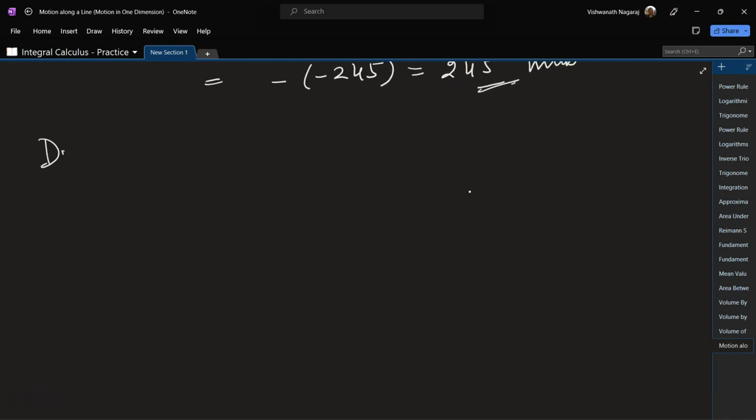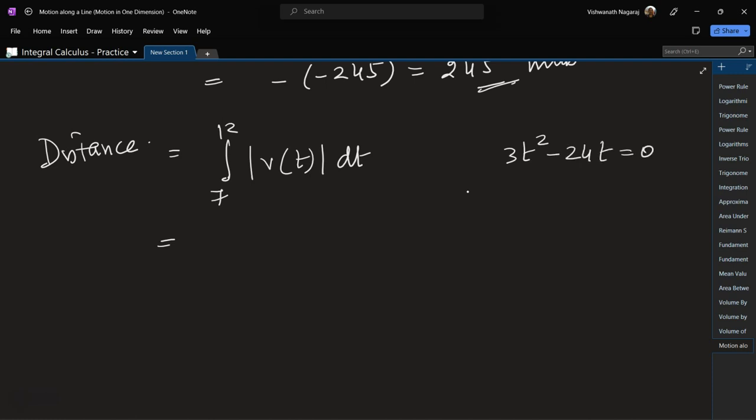Now coming to the distance, again we have to figure out the zeros. So integral from 7 to 12 of absolute value of V of t dt, which is equal to, so let's figure out the zeros. 3t square minus 24t equal to 0. That means t, 3t we can take it out. So we are left with t minus 8 equal to 0. That means t equal to 0 or 8. But our interval is 7 to 12.